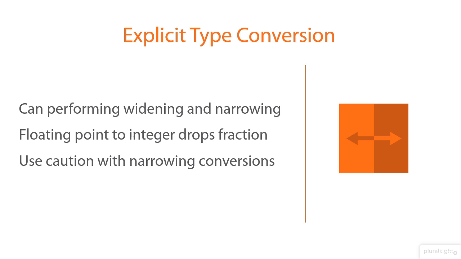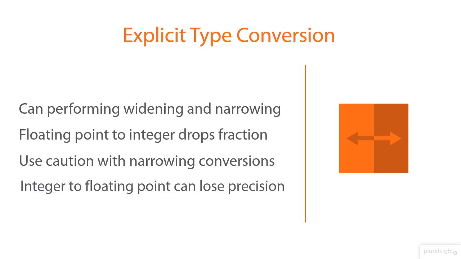So you want to make sure that when you're doing a narrowing cast, you know that what you're doing is safe. And the last one is just that you want to be careful when converting from an integer to a floating point. Because if you have an integer with a large number of significant digits, because of the way floating points are stored, you could lose some of those significant digits.